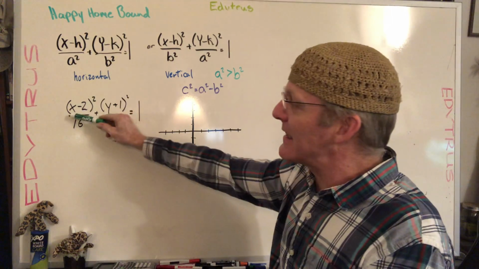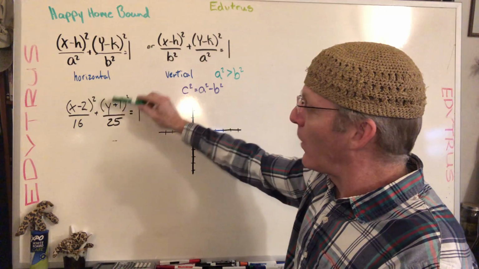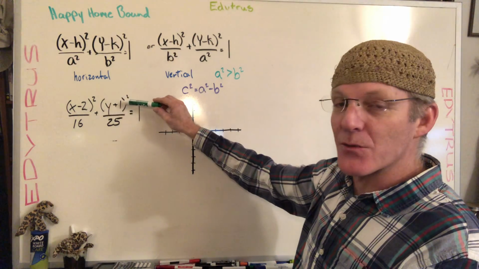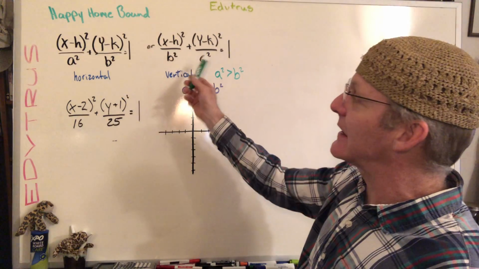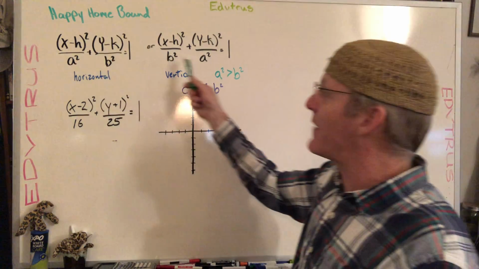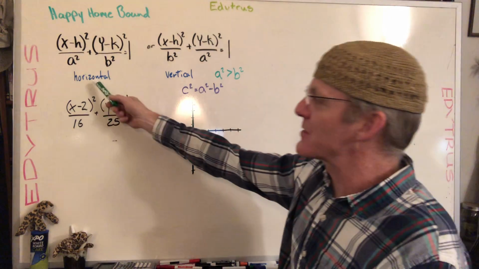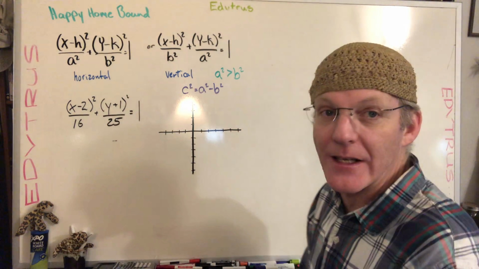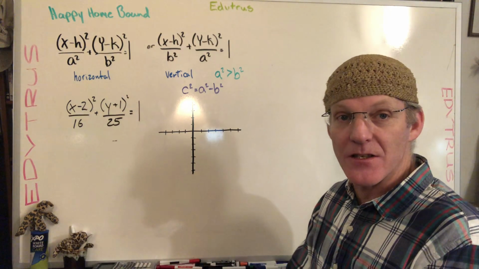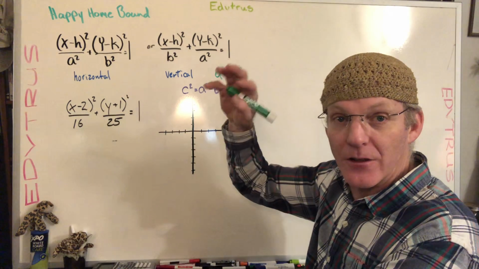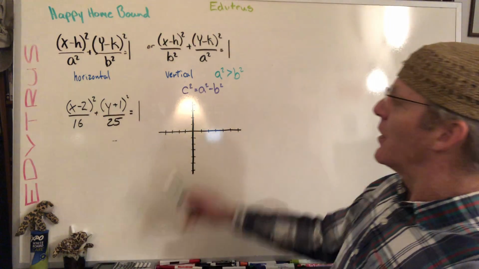Because x minus 2 would mean h would have to be positive 2. And y minus, to get plus 1, it'd be a negative 1. So that's the idea here. Again, the only difference being where the a value is under the x term or the y term will tell us if it's horizontal or vertically oriented with the major axis. Remember, the major axis being the longer axis of the two, which means the more stretched out portion of our ellipse. So we've got an example here.